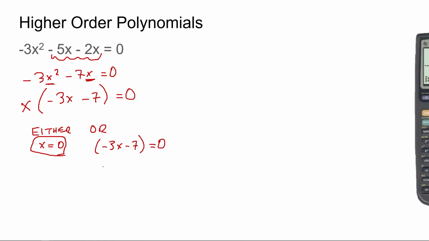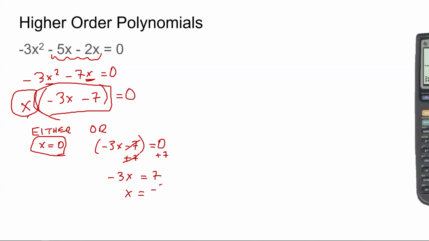Again, if you're multiplying and the answer is 0, something's 0, right? So set this part equal to 0, set this part equal to 0, and see what you get. Here I'd have to add 7 to both sides. That would cancel that. I'd end up with -3x equals 7, and I could divide by -3, so x equals -7/3 would be the other solution.